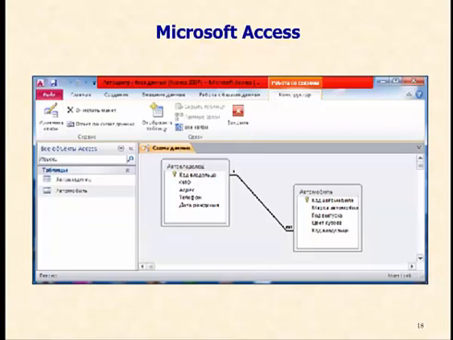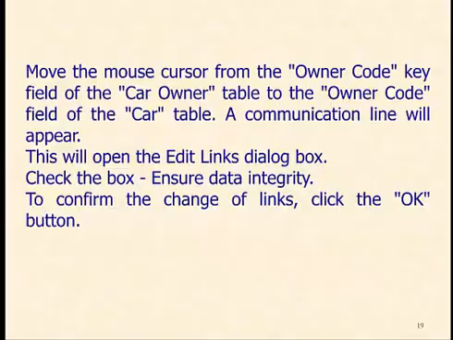Here you can see screenshot with creating links between tables. We can see it's one-to-many link from car owner to owner. Move the mouse cursor from the owner code key field of the car owner table to the owner code field of the car table. A communication line will appear.